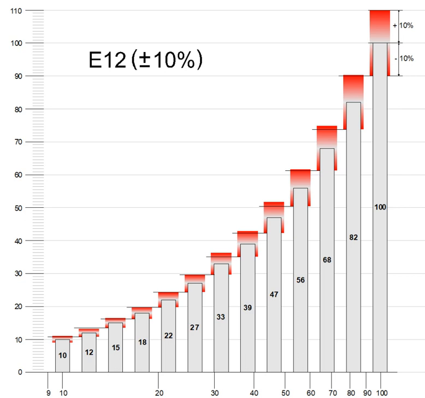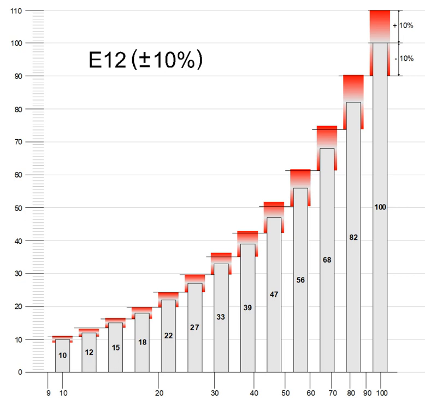Comparison of E24 versus E96 values. Matching: 1.00, 1.10, 1.30, 1.50, 2.00, 7.50. Missing: 1.20, 1.60, 1.80, 2.20, 2.40, 2.70, 3.00, 3.30, 3.60, 3.90, 4.30, 4.70, 5.10, 5.60, 6.20, 6.80, 8.20, 9.10.